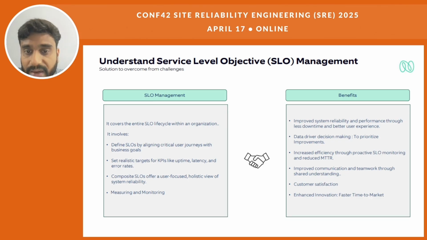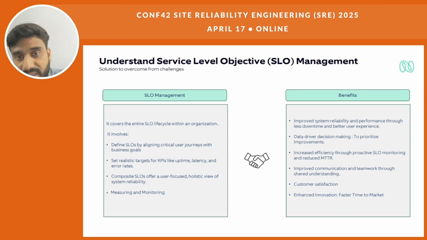So what benefits can we get? Of course, the overall system reliability and performance would be improved. We have less downtime, fewer incidents, and fewer high-priority issues. We focus on being data driven, as we have already discussed before. Data-driven decision making is one of the key factors to prioritize improvements, because we look at previous data to understand the system better. And then, of course, there is proactive monitoring of the systems, so it will also reduce the mean time to recovery of the system as well.